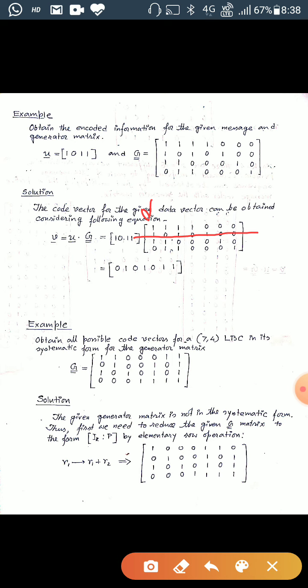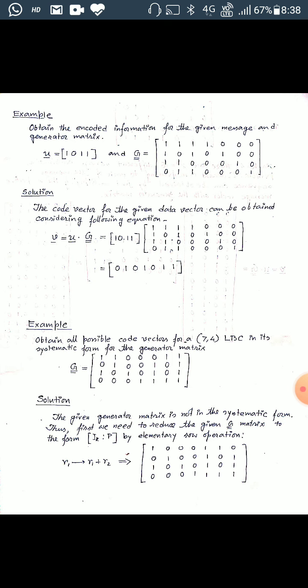So now the numbers present are 1 plus 1 plus 0. For the first column, it will be 1 plus 1 plus 0. So 1 plus 1 means 0. For this reason, this comes as 0.